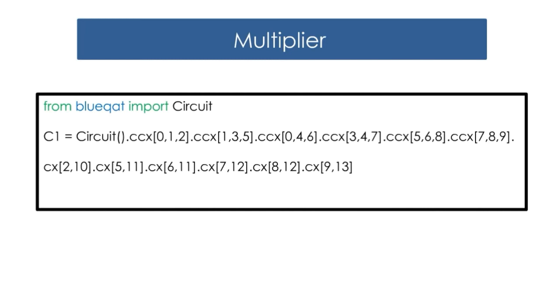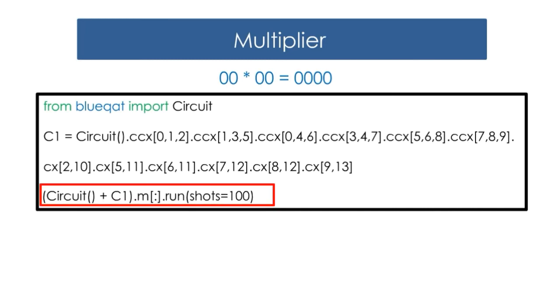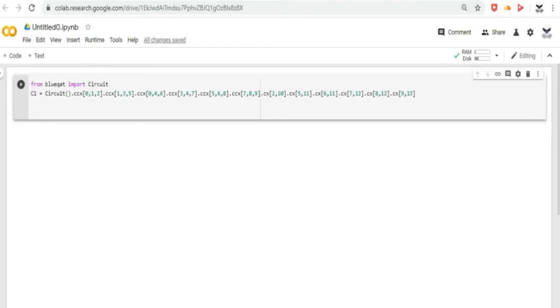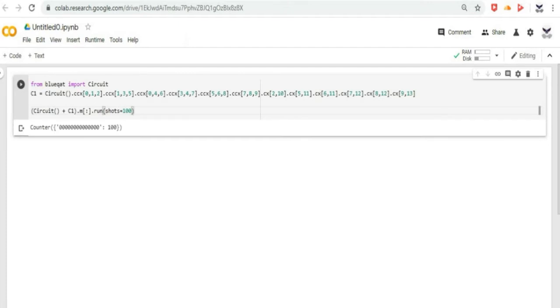Now, let us multiply 00 as A and 00 as B. We need to run this code to get our result. After running this code, we will get output as 0000. Let us confirm this in Google Colab. Type the code that was shown earlier. Then, click on the play button to run the code. And as you can see, we get our output as 0000.